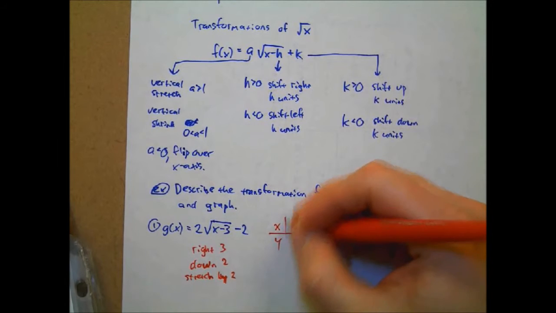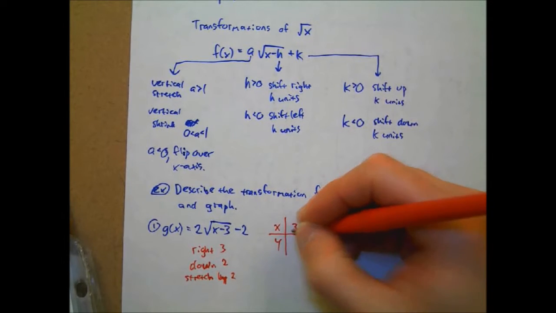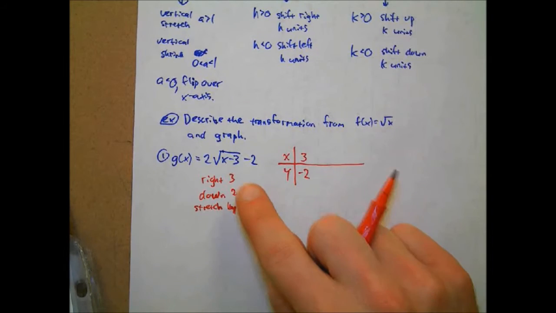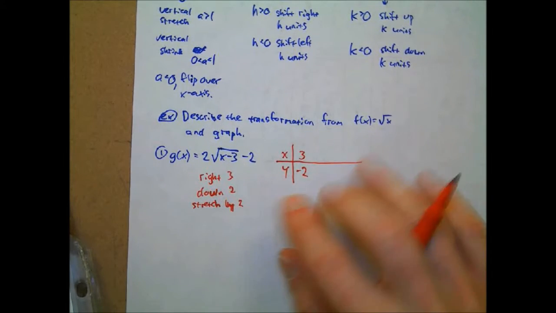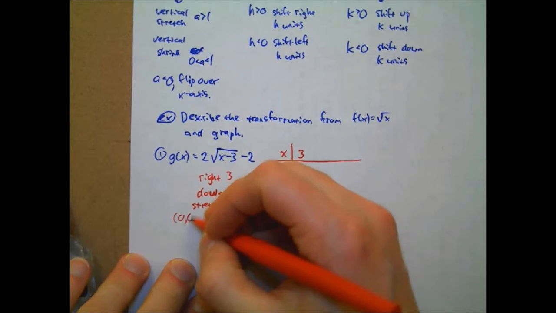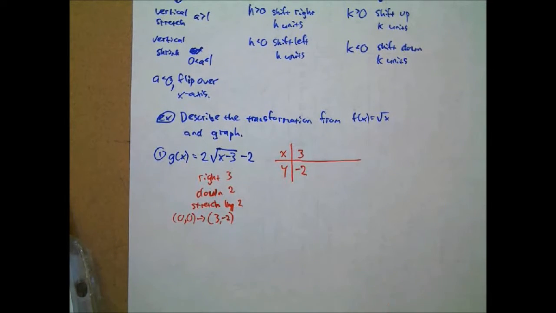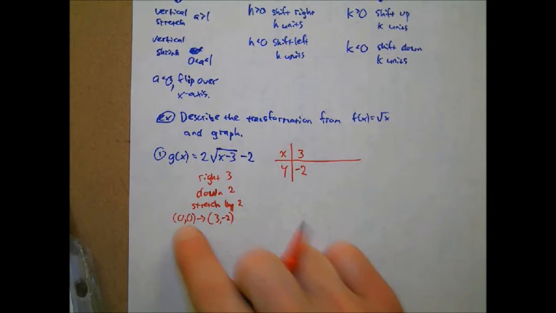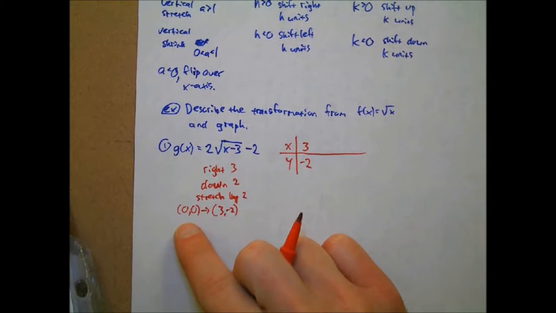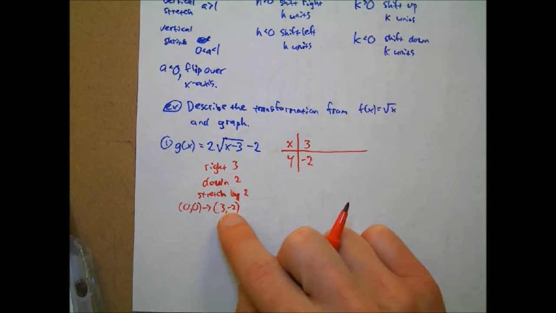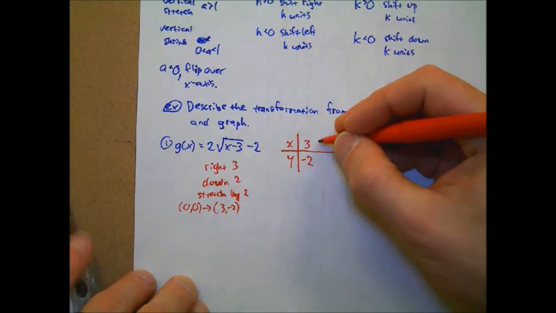Okay, I'm going to start at 3, and I know we're going to get the y value of negative 2, and that's just from counting. So 0, 0 goes to 3, negative 2. That normal reference point, our starting point of 0, 0, goes to 3, negative 2, because you go right 3, down 2. Okay? So again, that was our 0.